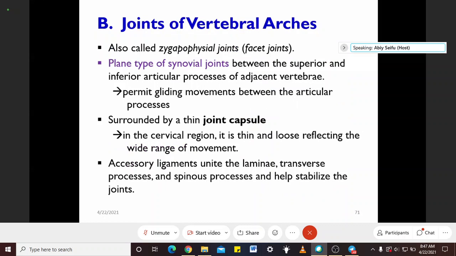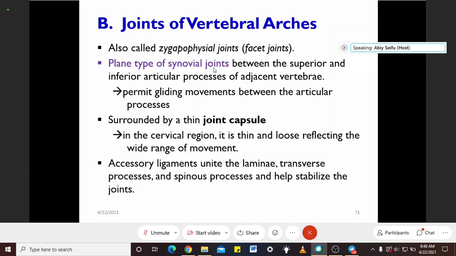Now the other joint is formed by the articular process, which is also called the zygapophyseal joint. The joint which is formed by the superior and the inferior articular process is a type of synovial joint, specifically the plane type of joint. That articulation is formed between the superior and inferior articular process of the adjacent vertebra. Therefore, this one is a synovial joint.